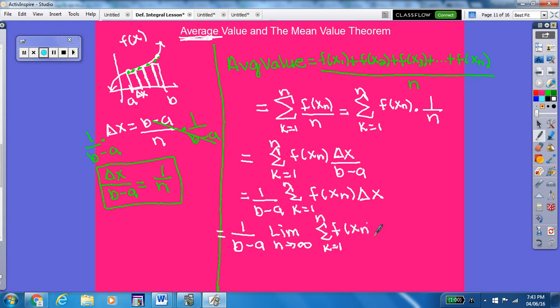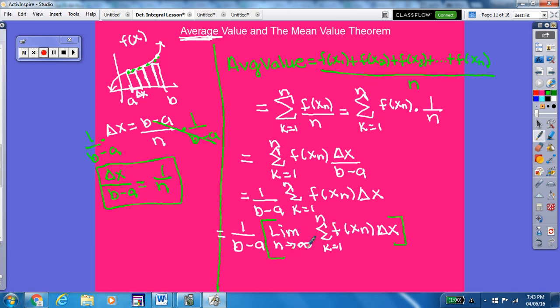And if you're thinking, where have I seen this before? Please think back a while. This is the summation symbol. That means add f of x of n, the y values, times delta x, the limit as n goes to infinity. Well, this is nothing more than the integral. This was the integral in summation notation.